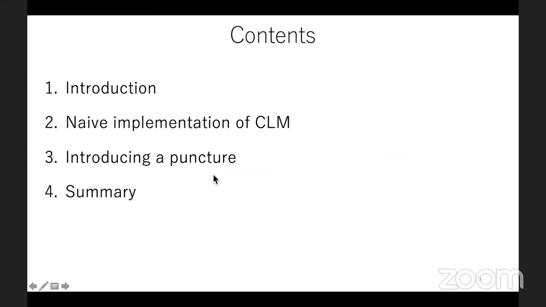So this is the content of today's talk. I finished the introduction. Next, I will explain the naive implementation of the complex Langevin method to two-dimensional U(1) gauge theory. Next, actually there is a problem in this naive implementation, so I will explain how it is improved, and I will show a summary.